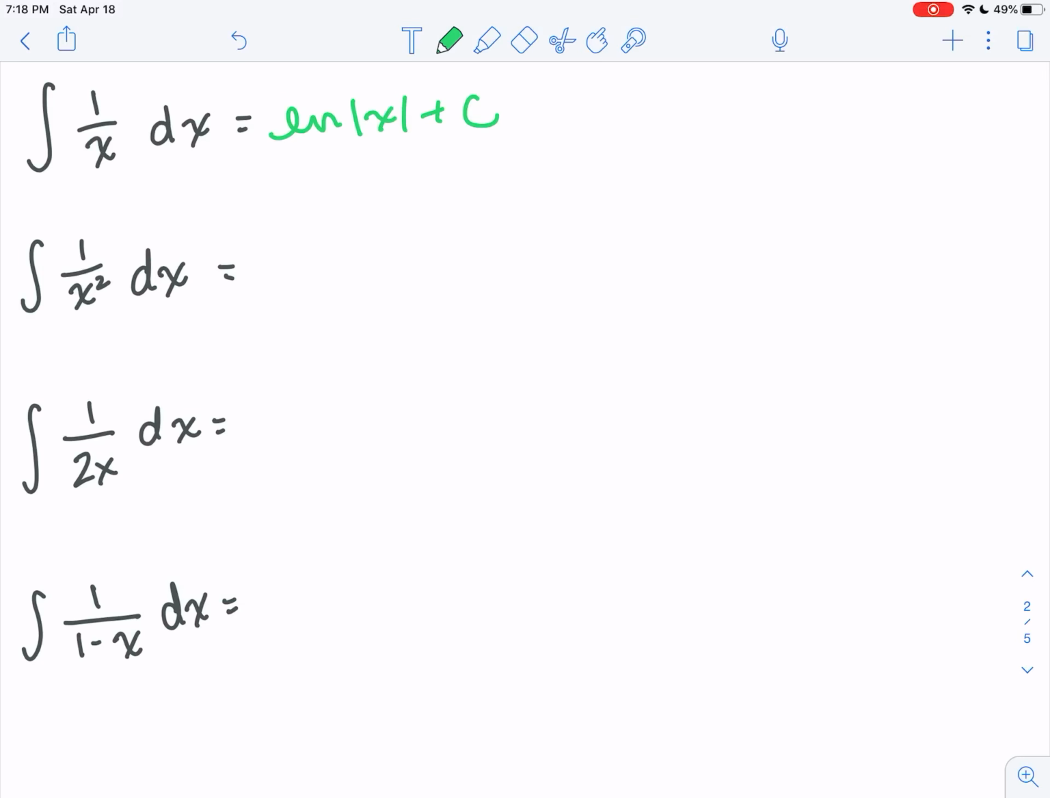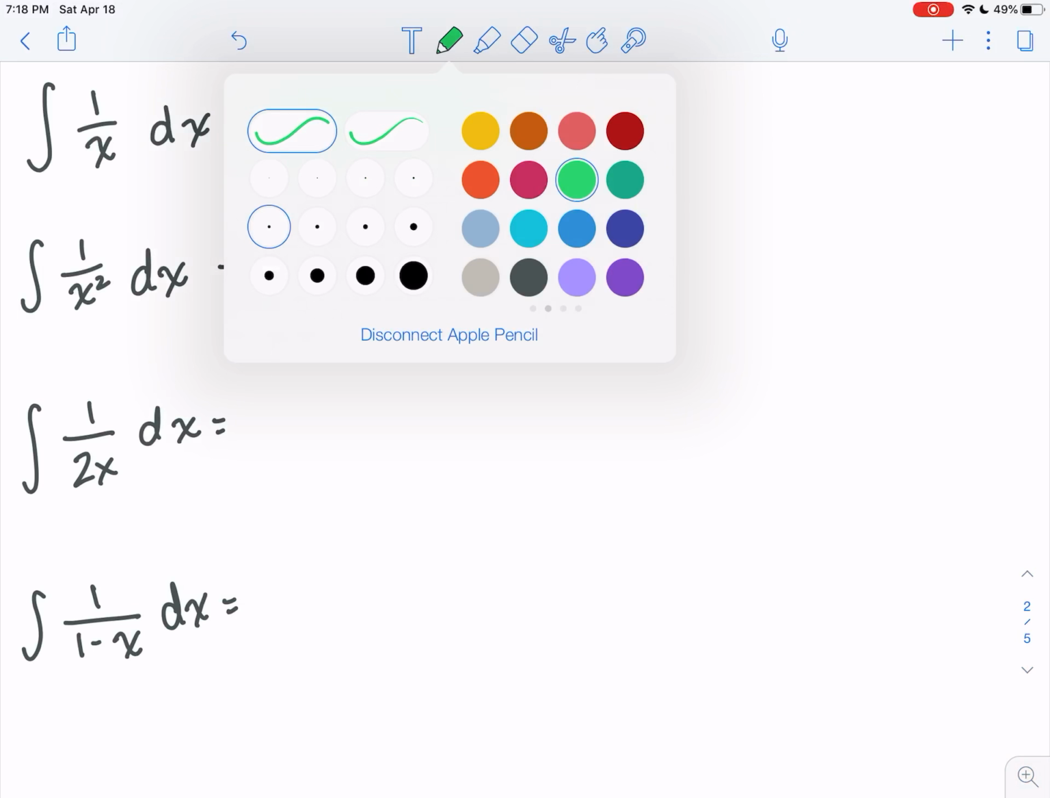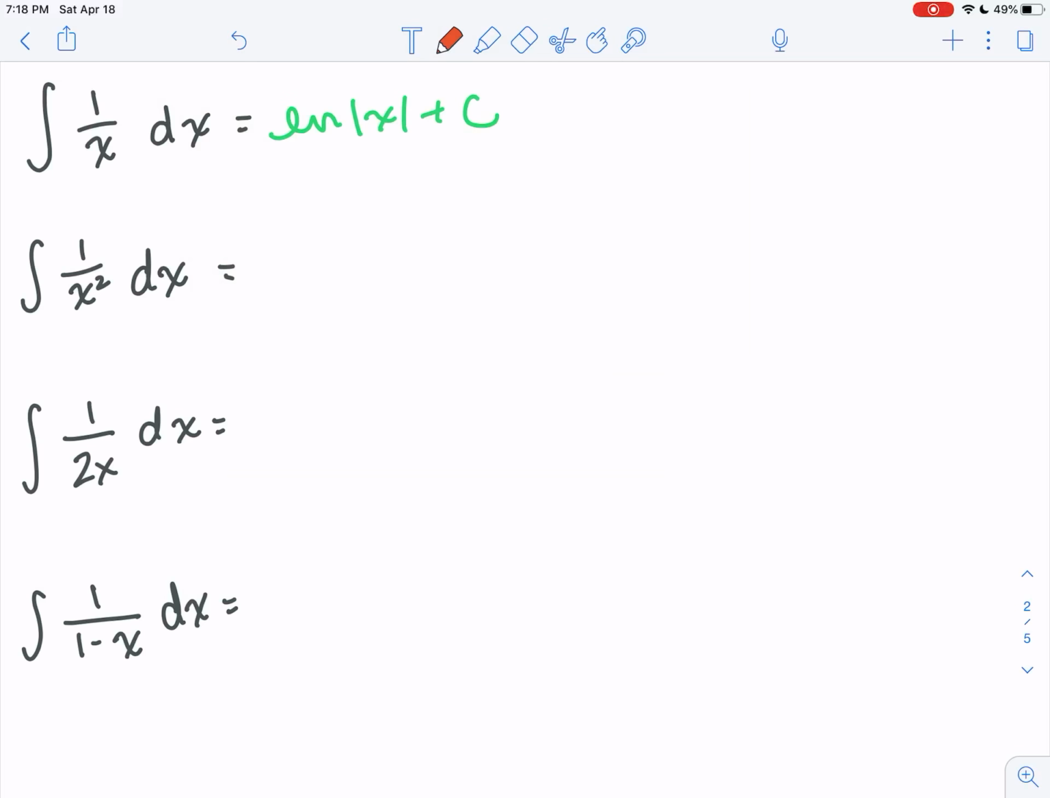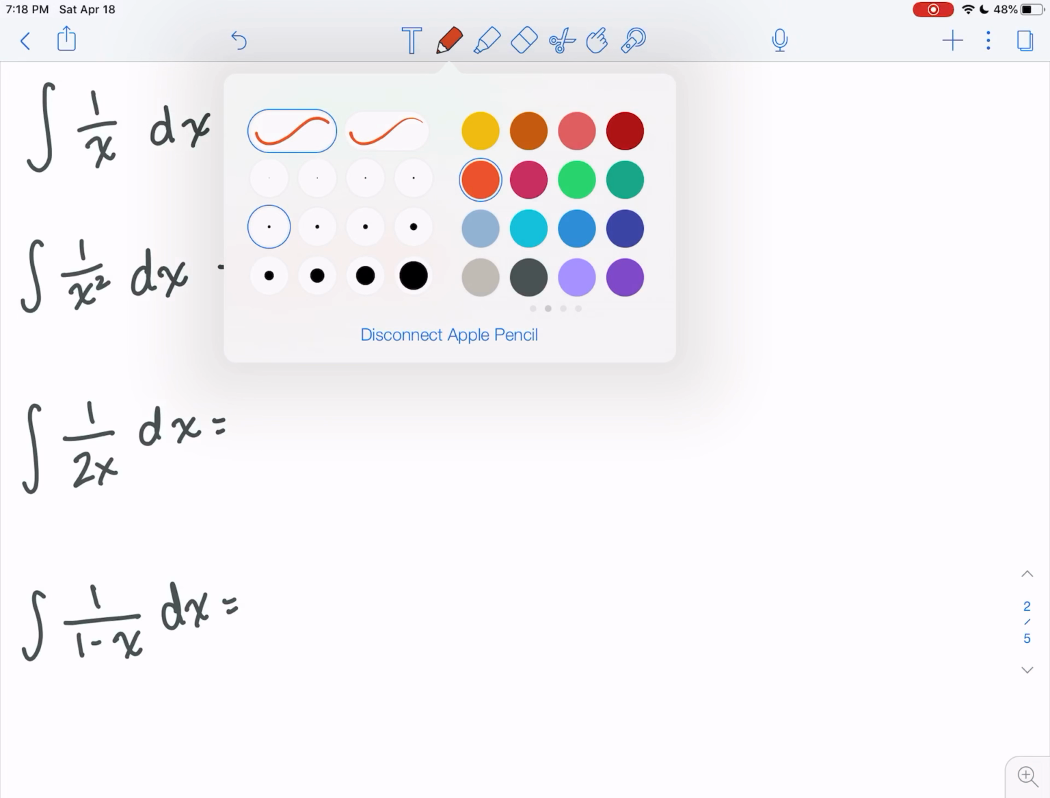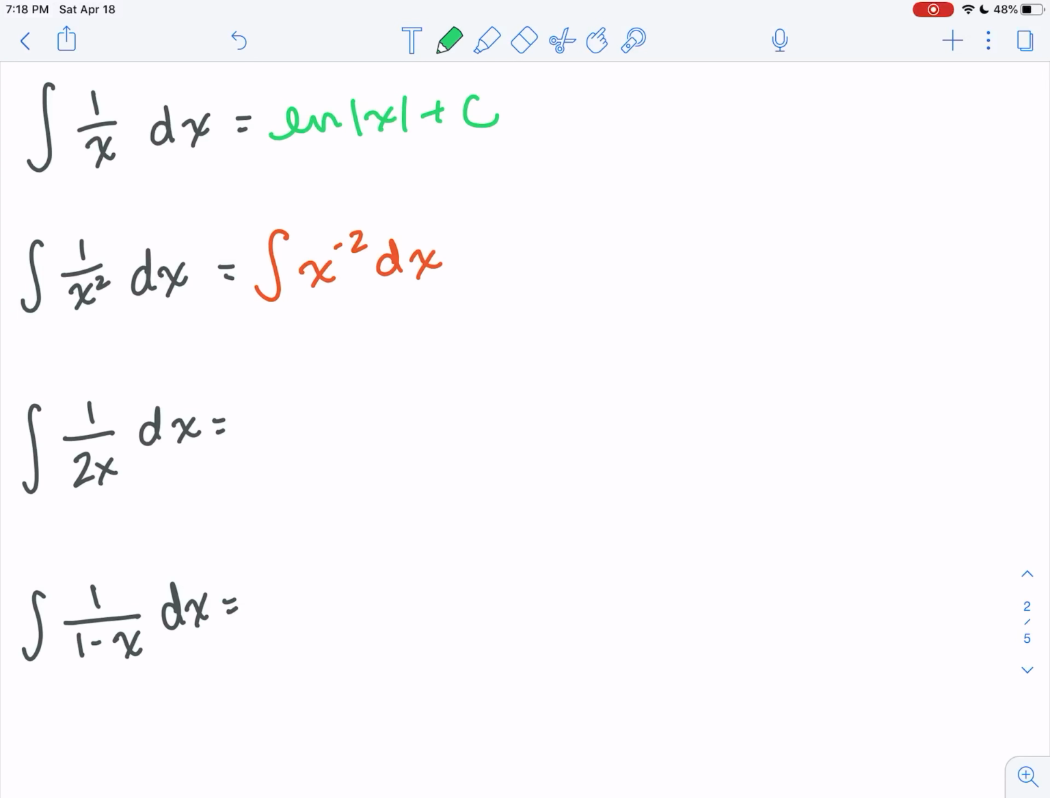Because the denominator is not linear. So what can we do here? We can rewrite this as the integral of x to the negative 2 dx, and now we can go ahead and antiderive. So bump the power up by 1, and then divide by your new power. Don't forget your plus c.